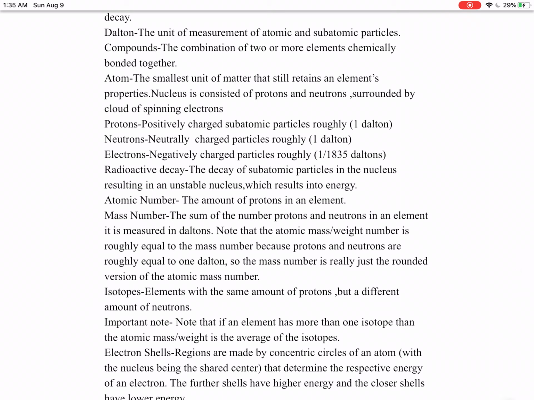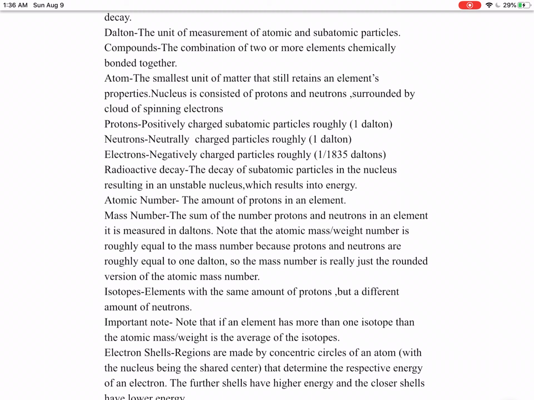Now, okay, so mass number is basically the sum of the number of protons and neutrons in an element, and it's measured in Daltons. Note that the atomic weight is a more specific number than the mass number. So basically the mass number is just a rounded version of the atomic weight. So remember when I said protons and neutrons were roughly 1 Dalton? That doesn't mean they're 1 Dalton. That means they're extremely close to 1 Dalton. So the mass number ignores this closeness and just approximates it.